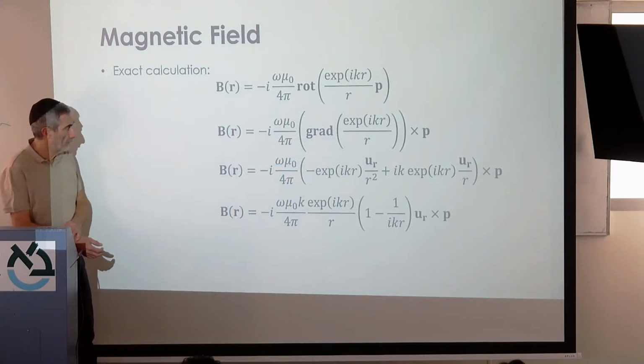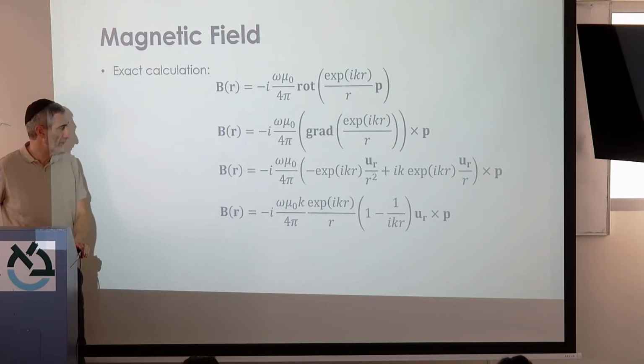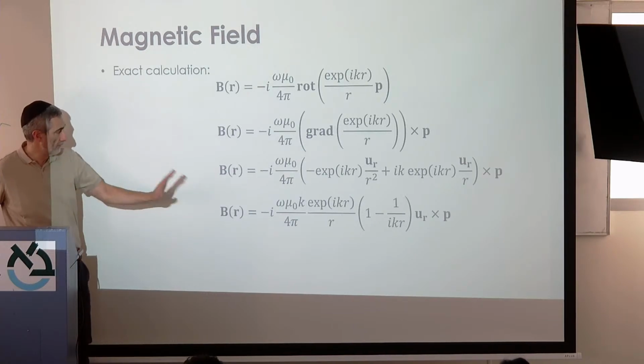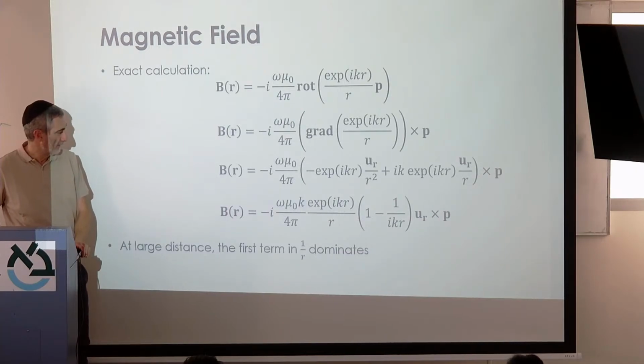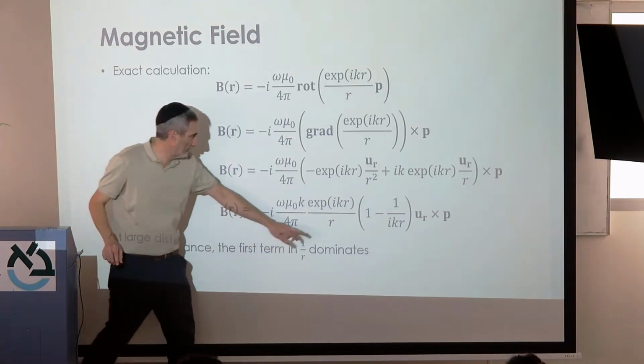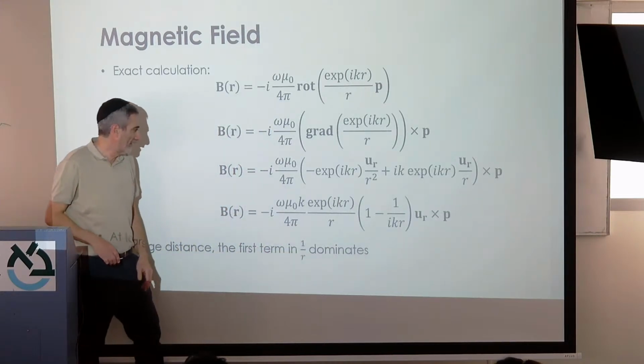It's funny how the expression started way more beautiful, and we developed it and it becomes more complicated. But this is still tractable. At large distance, the first term, this term here, in 1 over r dominates.